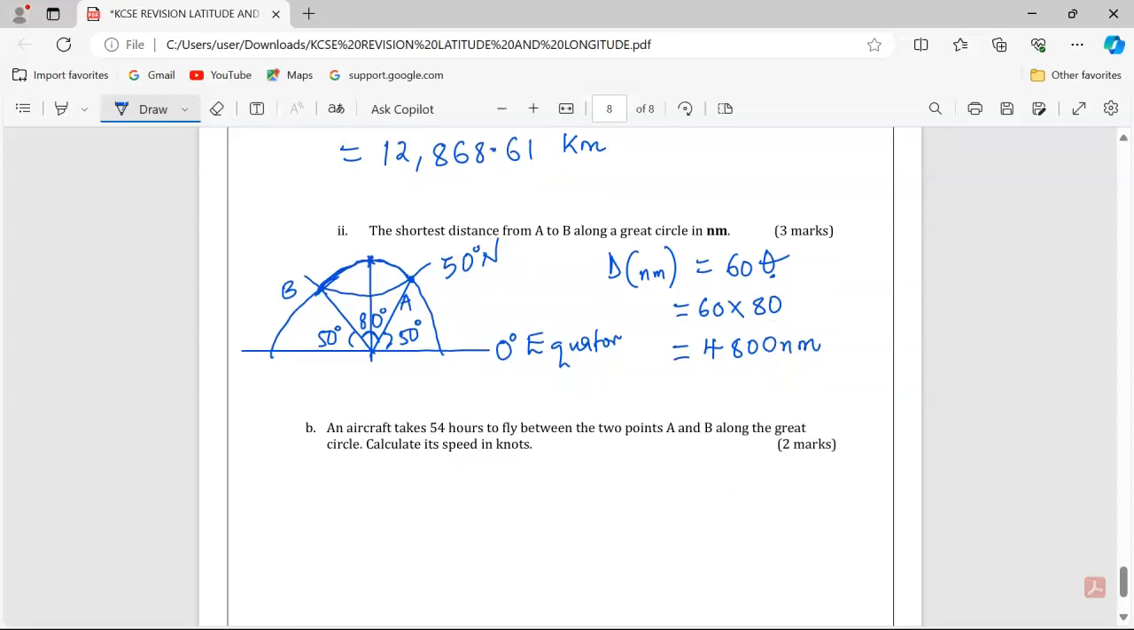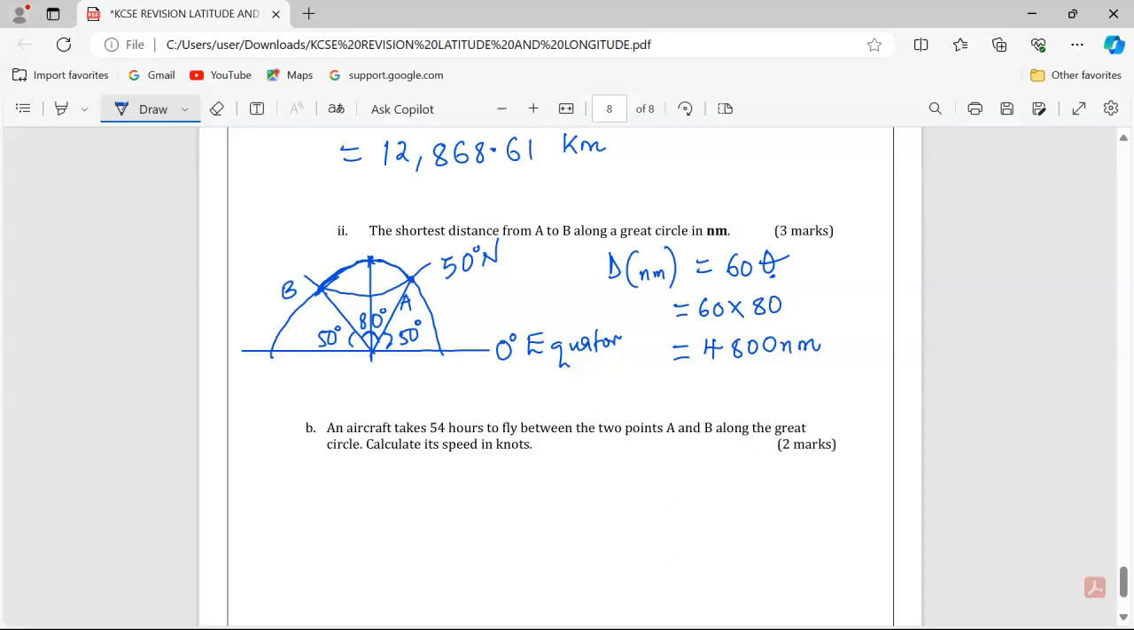Finally, Part B is talking of an aircraft that takes 54 hours to fly between the 2 points A and B along the great circle. Calculate its speed in knots.